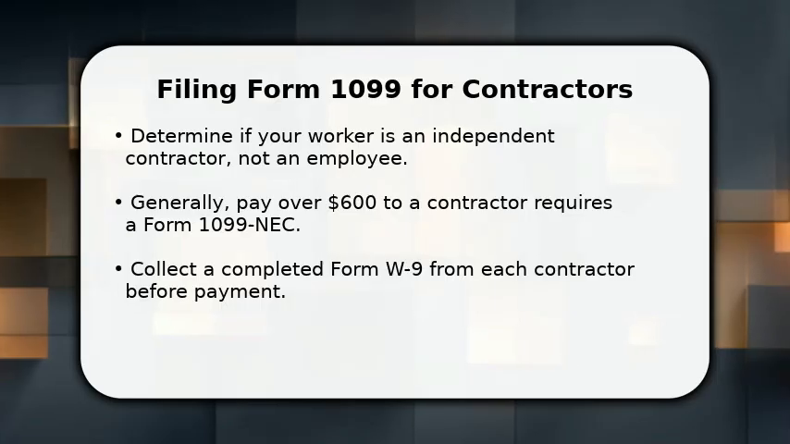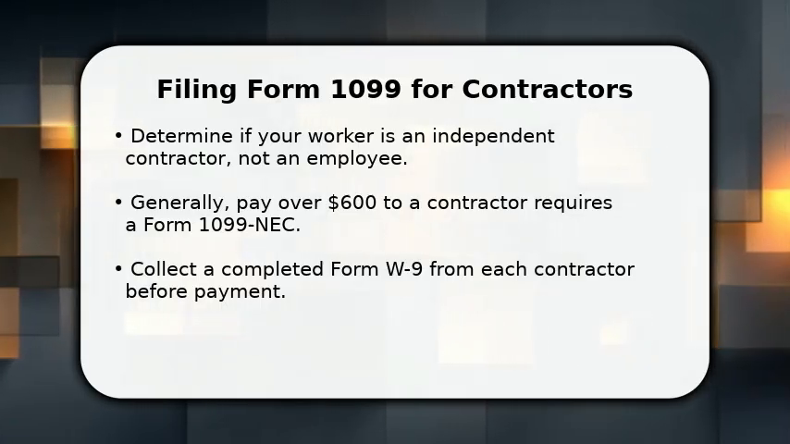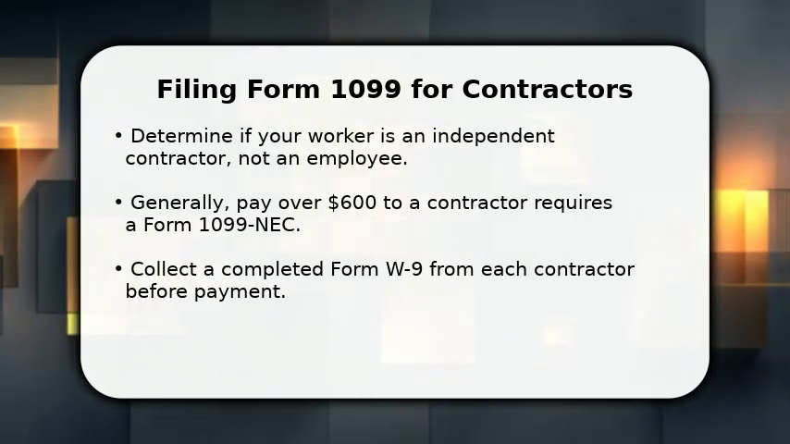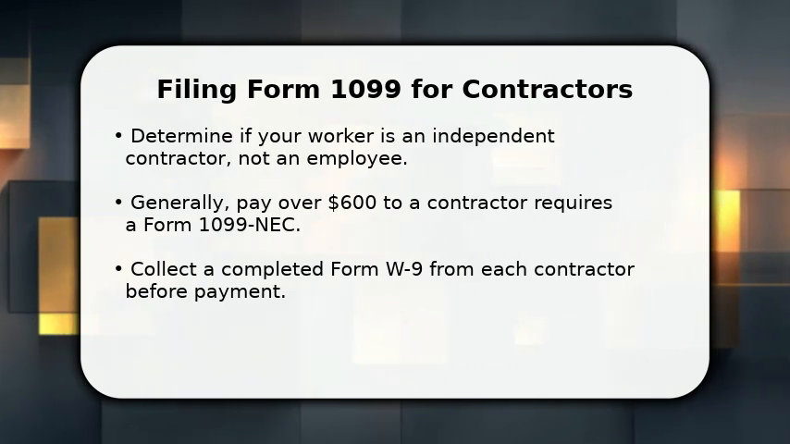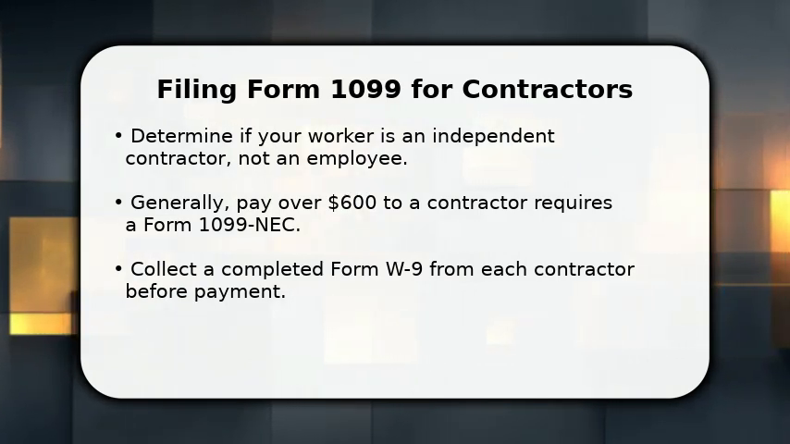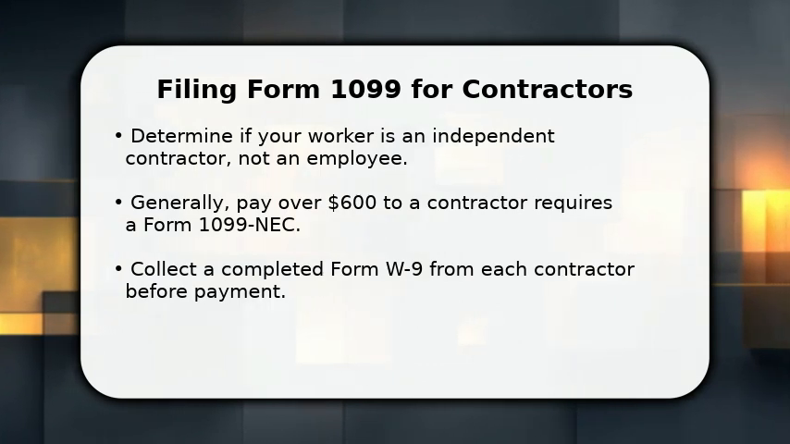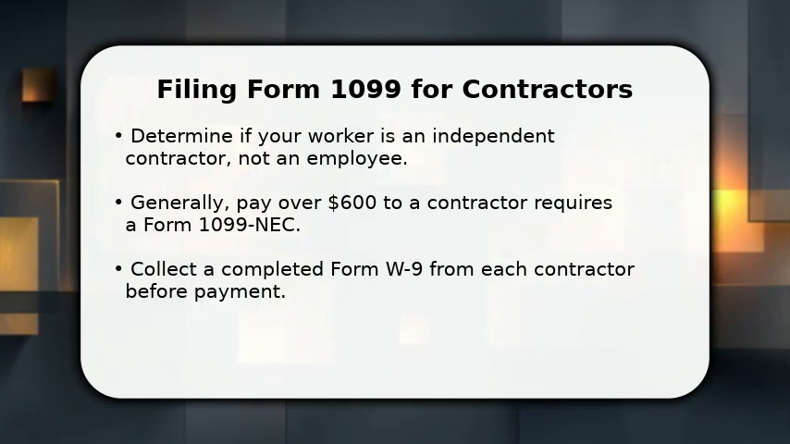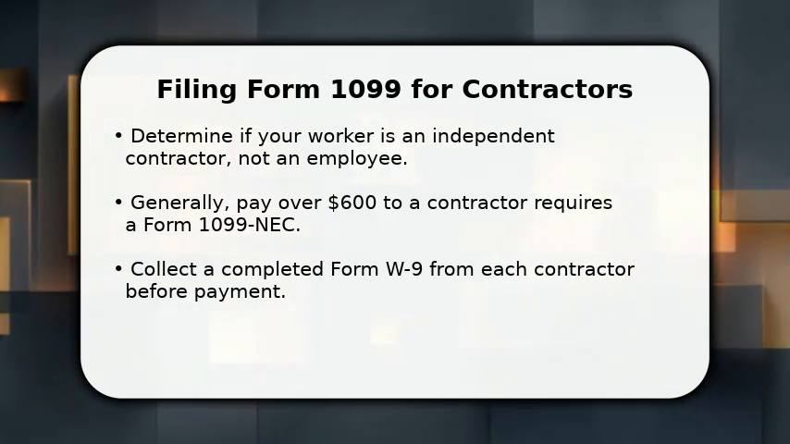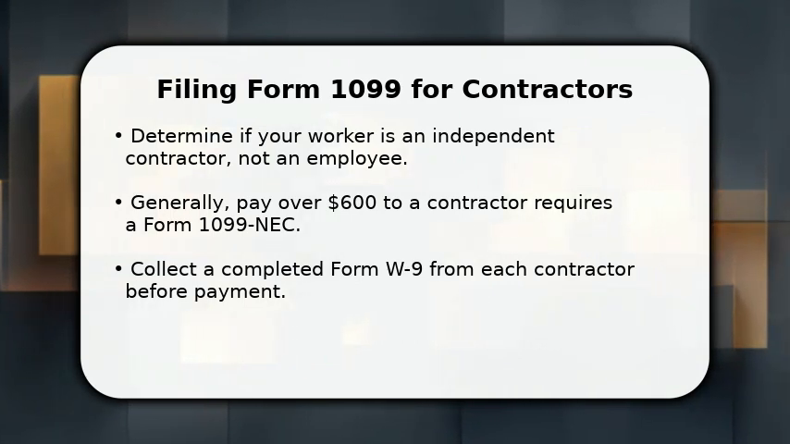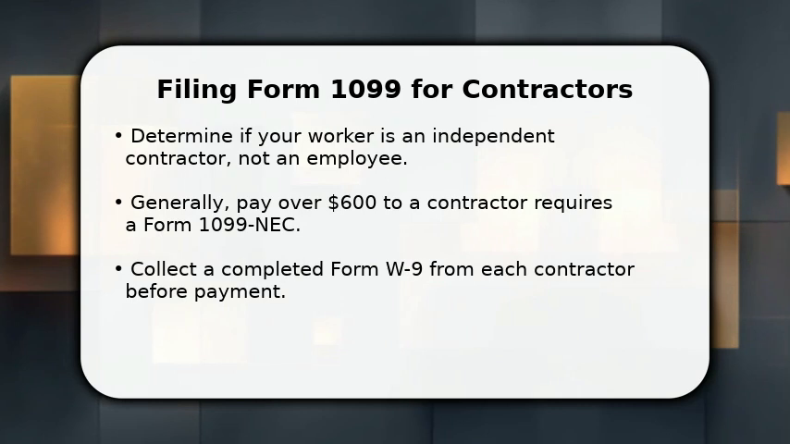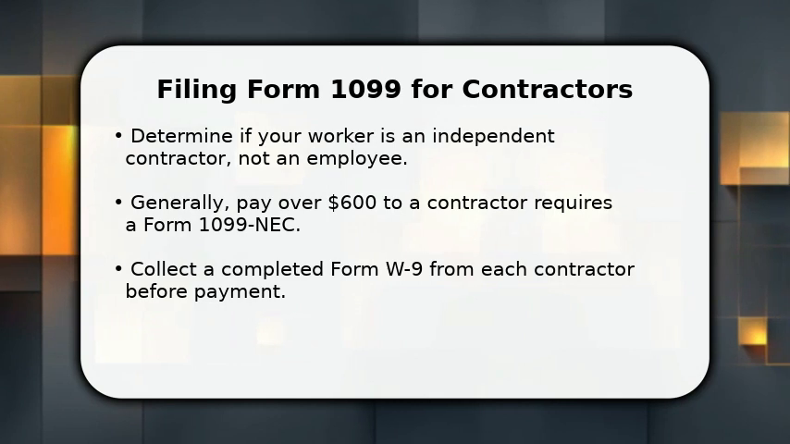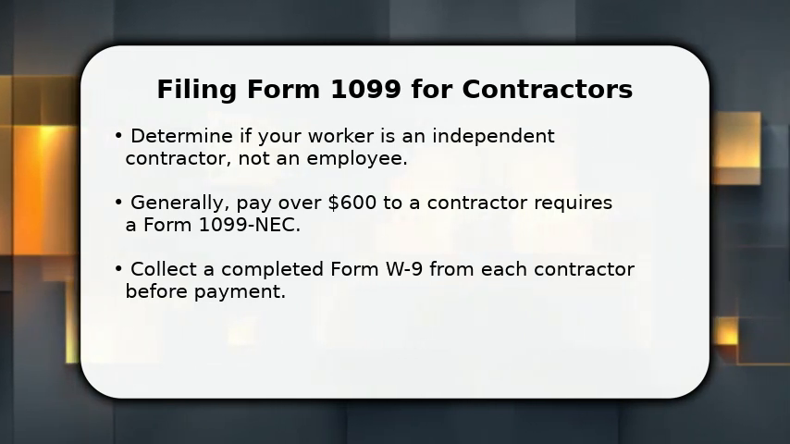Enjoy the video. In this video, I will explain how to file a Form 1099 for a contractor. First, you need to correctly identify if your worker is truly an independent contractor versus an employee. If you pay an individual over $600 for services in a business context, you'll likely need to issue a Form 1099 NEC. It's crucial to obtain a completed Form W-9 from each contractor before you make any payments to them.